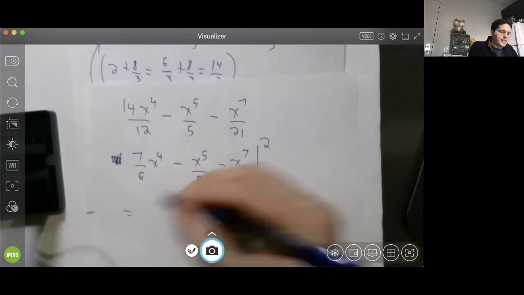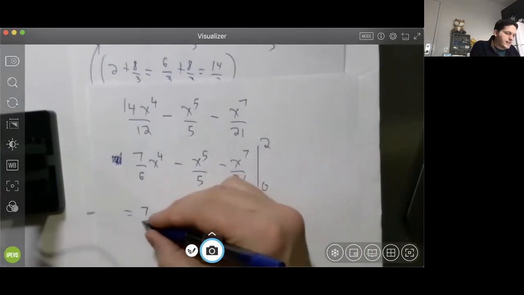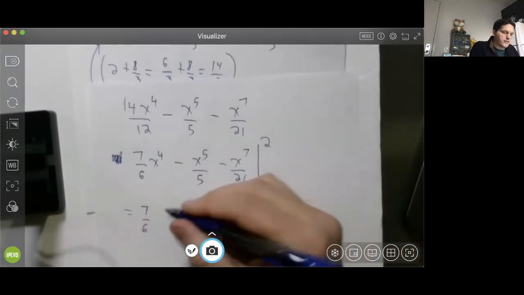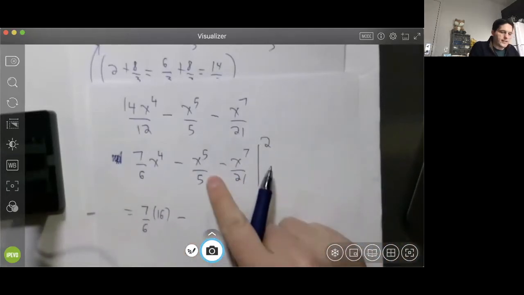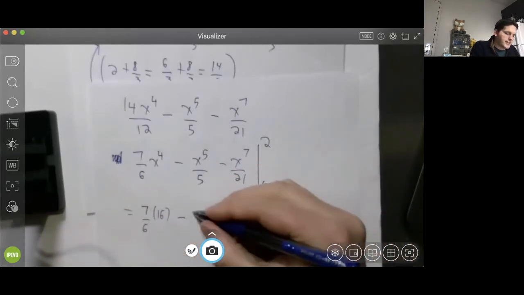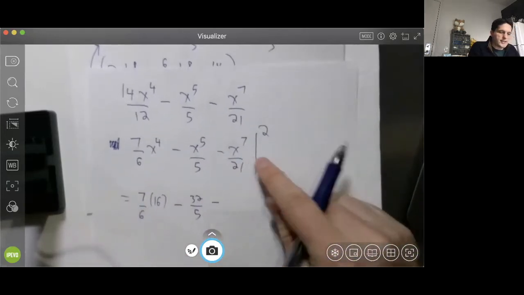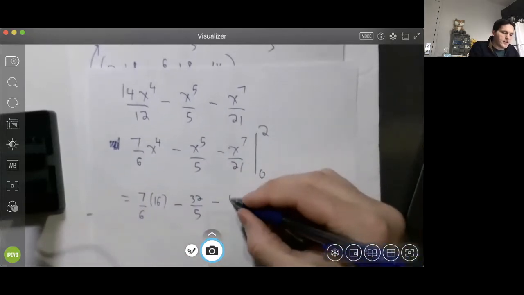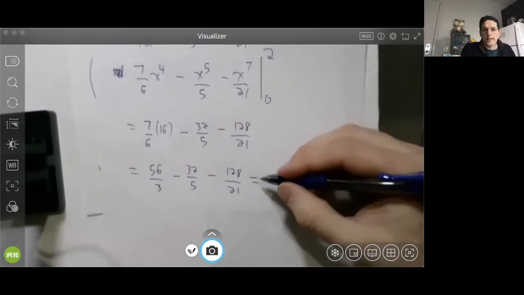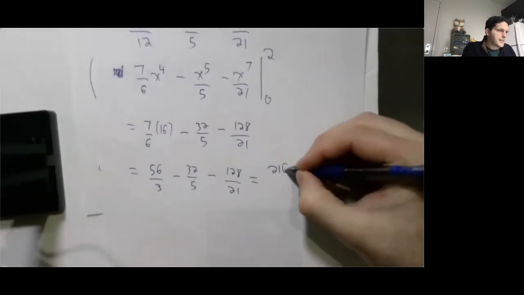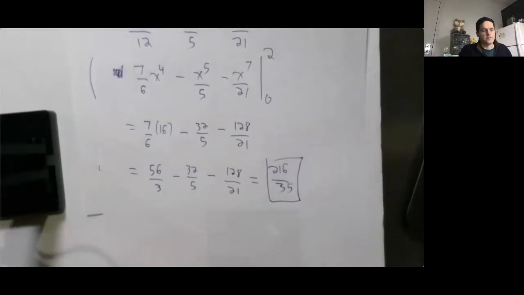Now when we plug in 2 for x, we get 7 over 6 times 2 to the fourth, which is 16, minus 2 to the fifth over 5, and 2 to the fifth is 32, minus 2 to the seventh over 21, so that's 128 over 21. And if you simplify this, you get 216 over 35. So that's our final answer.